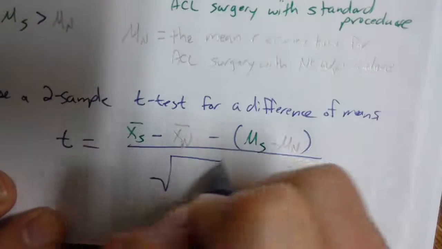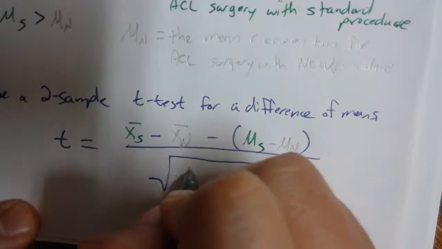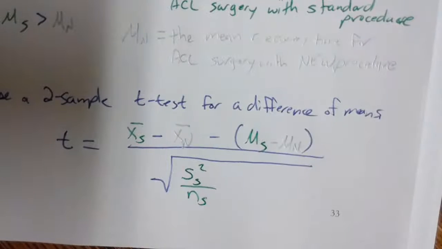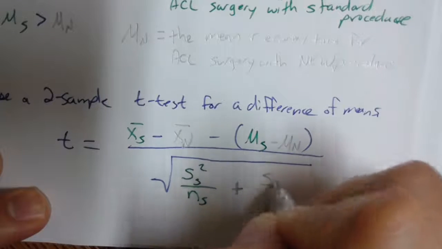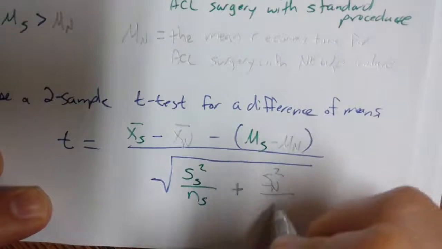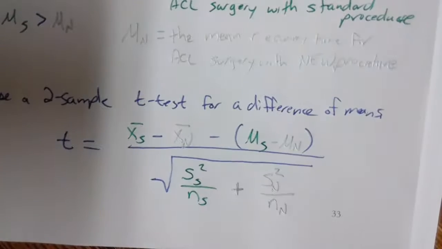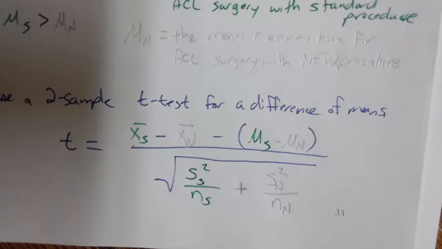So we're going to use the standard deviation squared over the sample size for the standard procedure, and add the standard deviation squared for the new procedure over the sample size for the new procedure. But before we can actually calculate this and look it up, what we're going to need to do is just make sure that we can do this test, because there's some conditions that need to be met. And to check the conditions, there's a few of them here.